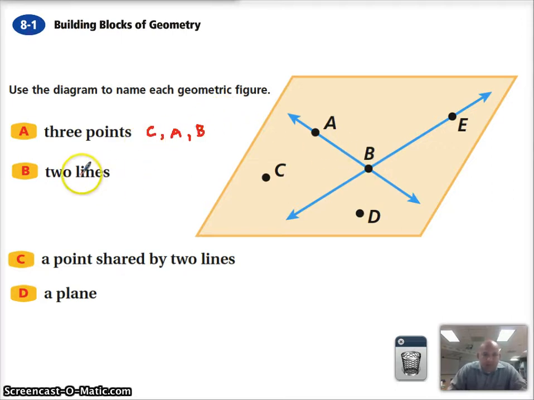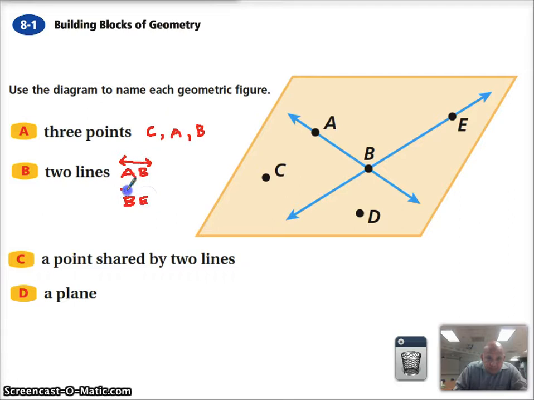There are 2 lines. B asks us to name 2 lines, and there are 2 lines here. You can see that their arrowheads extend forever in those opposite directions on that line. We can call this line AB or BA. Doesn't matter, because it's a set of all points that extends in that opposite direction. Also, there's this line. It's BE, and we can call it the opposite, EB, if we wish.